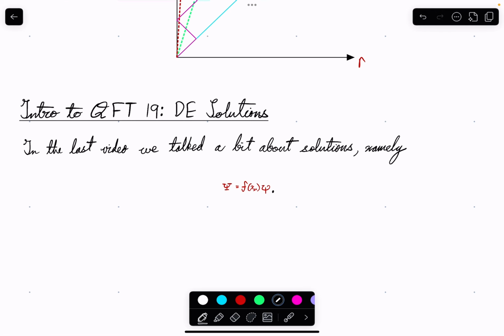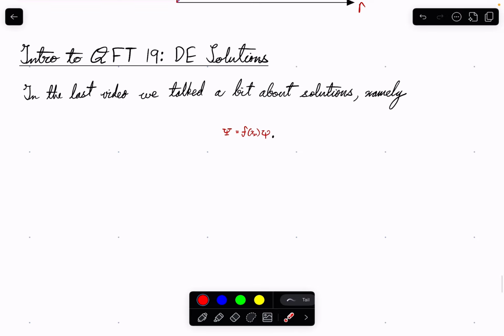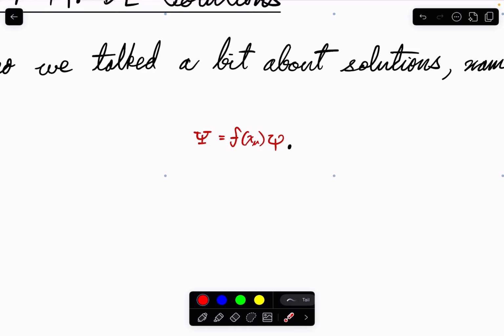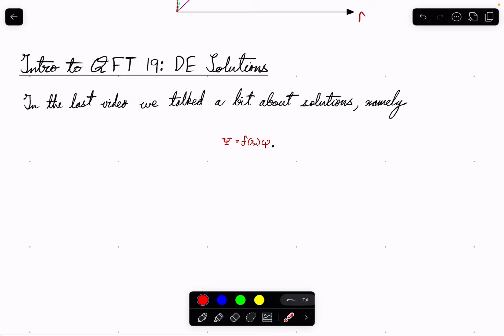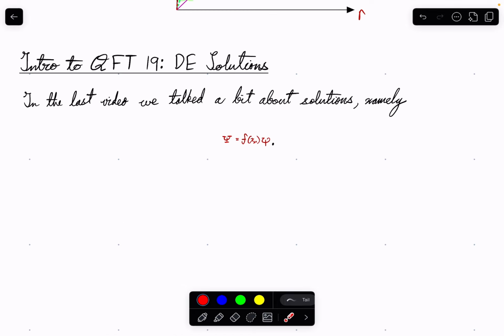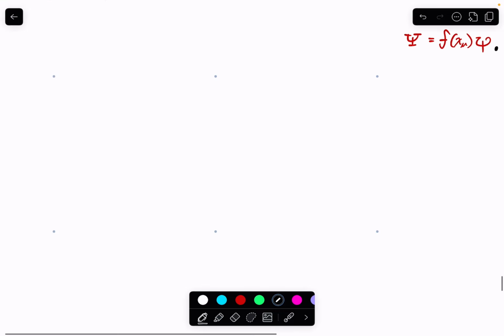But in the last video, we talked a little bit about solutions, namely capital Psi equals F times lowercase psi. This is, of course, the spacetime structure, and this is the spinor structure. So in this video, we will discuss why F exists as a part of the solution, and then how we can figure out the spinor structure here. First, let's discuss a neat way to rewrite the Dirac equation.